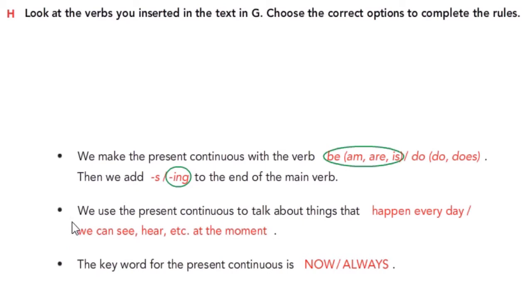The second sentence, we use the present continuous to talk about things that we can see, hear, etc. at the moment. Yeah, we use the present continuous to talk about things that we can see, hear, etc. at the moment. Number 3, the key word for the present continuous is now. The key word for the present continuous is now.